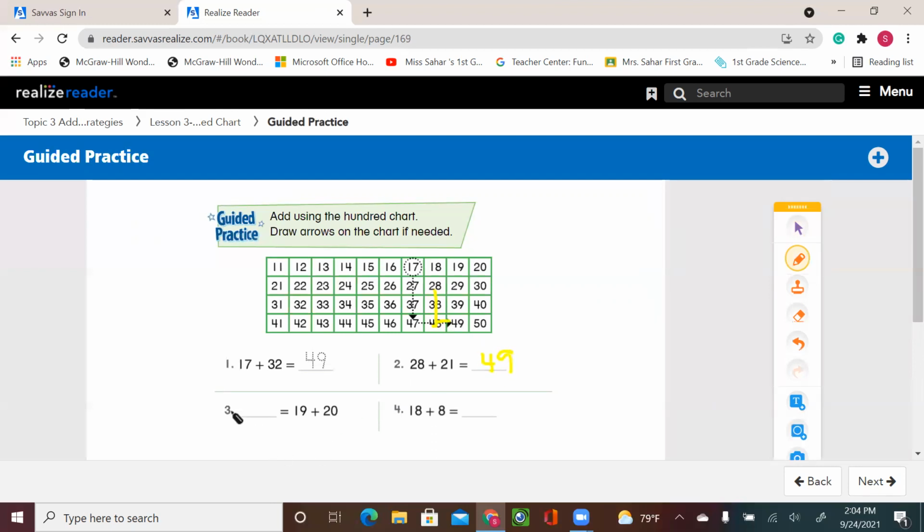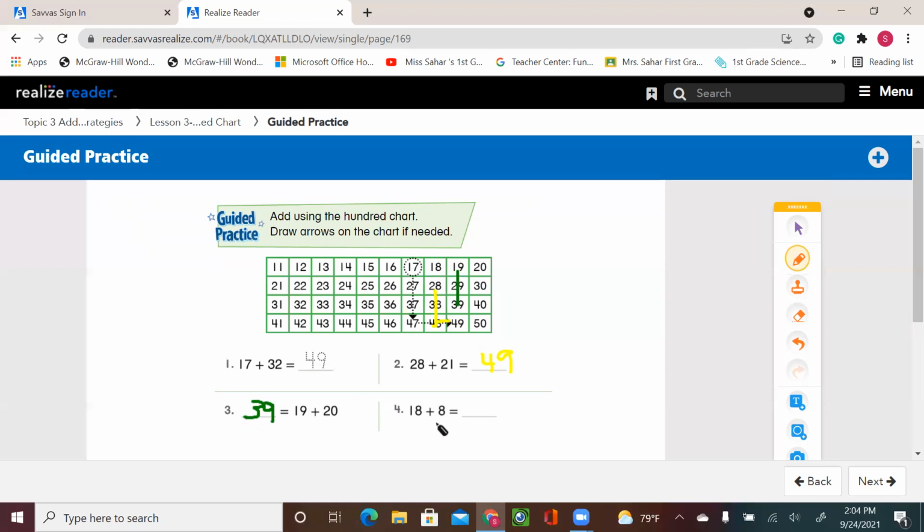Okay, let's do number 3. 19 plus 20. Use a different color. Okay, 19 plus 20. 20 is 2 tens, 2 rows. And the ones, I don't have anything. So I just need to go down 2 rows. So from 19, 2 rows means 2 tens. This is 1 ten. This is the second ten. And what do I have? 39. So 39 is the sum of 19 plus 20.